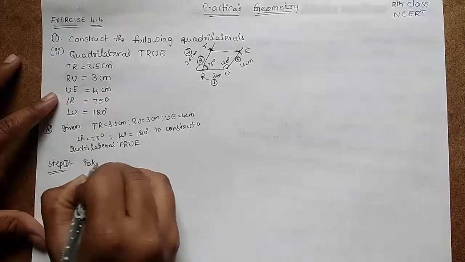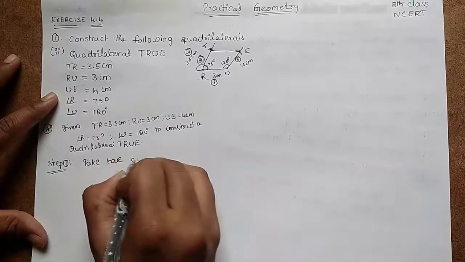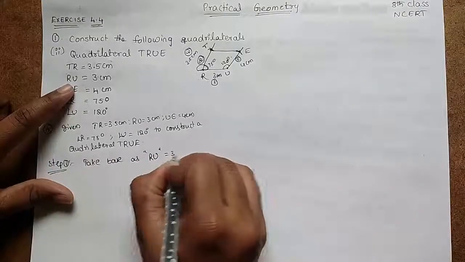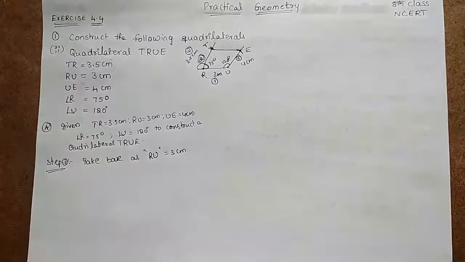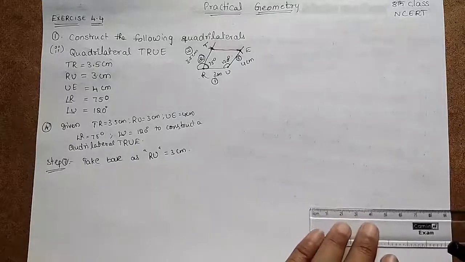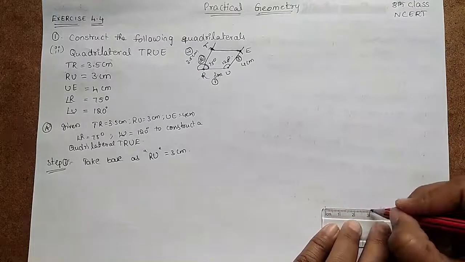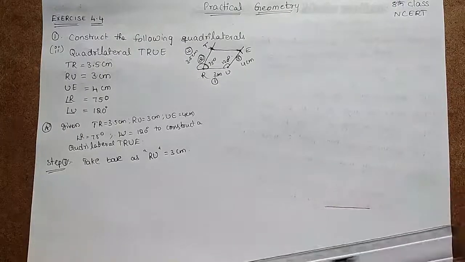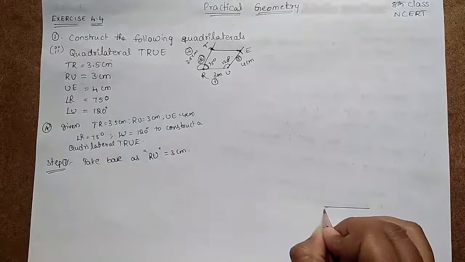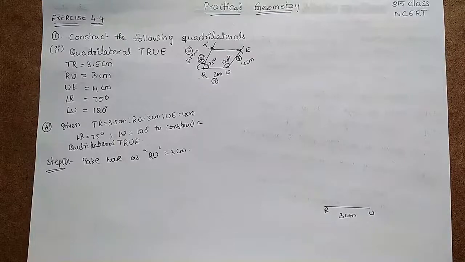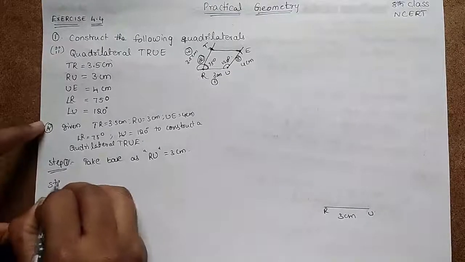So now step 1, take base as RU is equal to 3 centimeters. Now take the base RU is 3 centimeters. Now take the help of a scale and mark R and U. This is R, this is U with 3 centimeters. Now step 2.